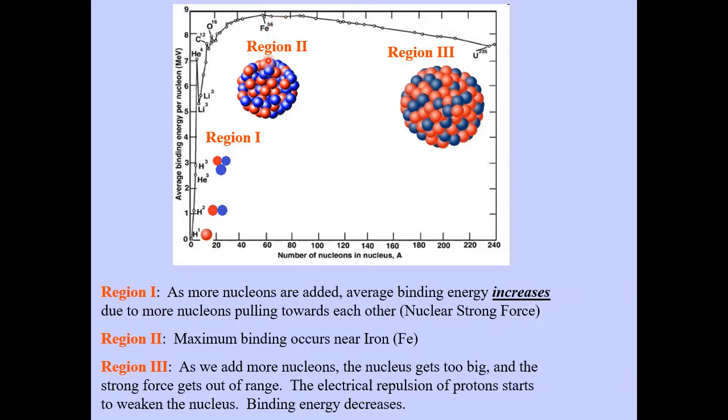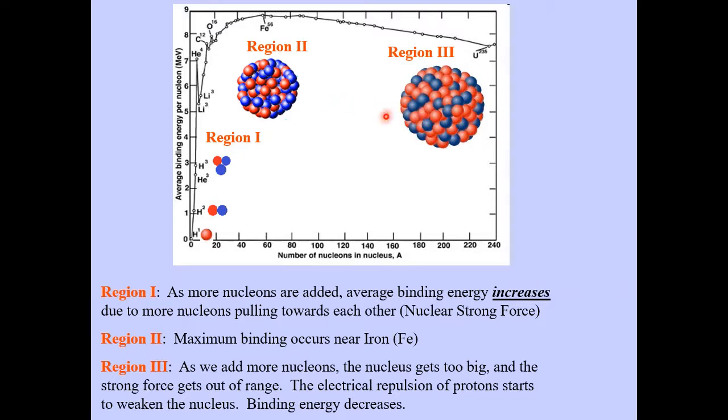Now, something interesting happens, though. If we keep making the nucleus larger and larger, notice the curve doesn't go up anymore. In fact, the opposite happens. It starts to go back down, meaning this nucleus over here, this is uranium, one of the largest nuclei. It has something like 238 protons and neutrons in it. This thing is not held together as tightly as iron.